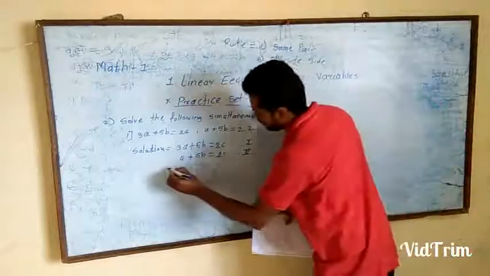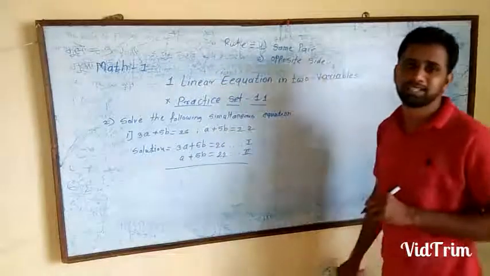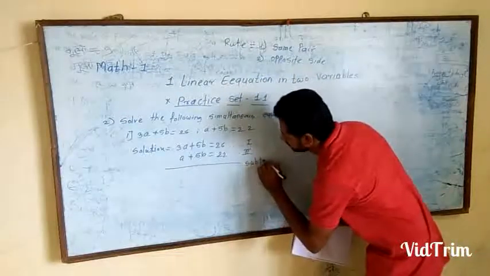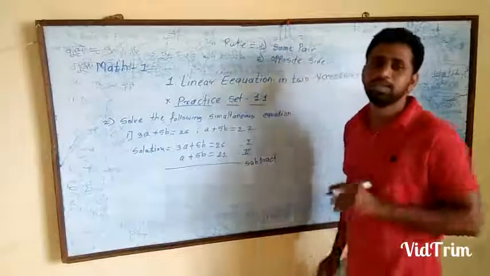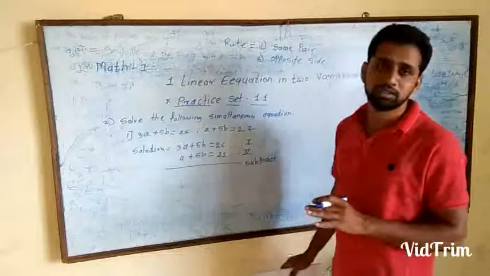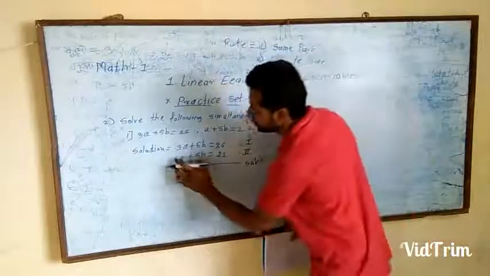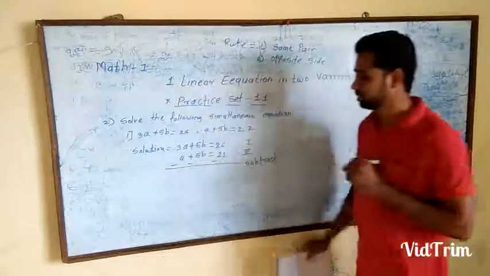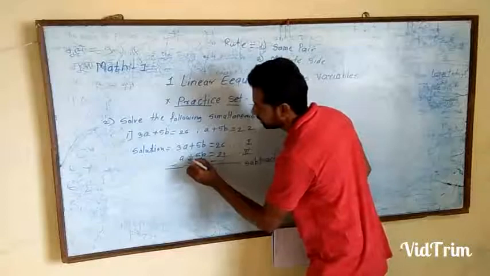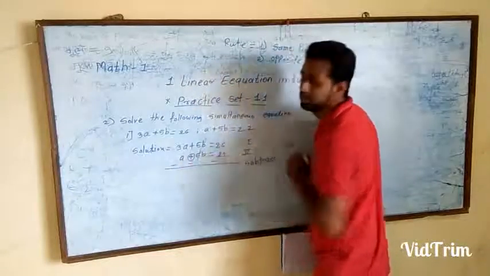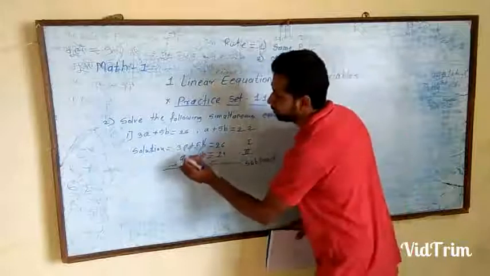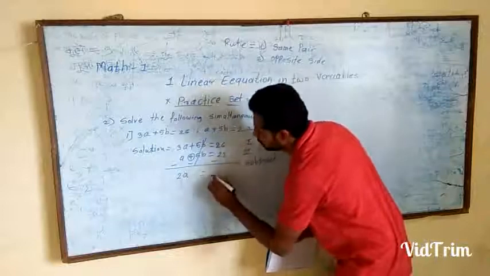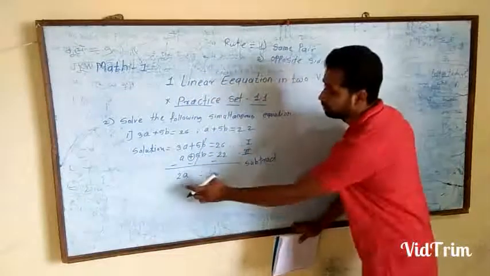So we can subtract, and whenever we subtract this type of equation, the sign is changed. So there is plus, right here minus, here is plus, right here minus, here is plus, right here minus. So minus plus, the same pair is cancelled. 3a minus a, it means 2a is equal to 26 minus 22, which is 4. 2a is equal to 4.